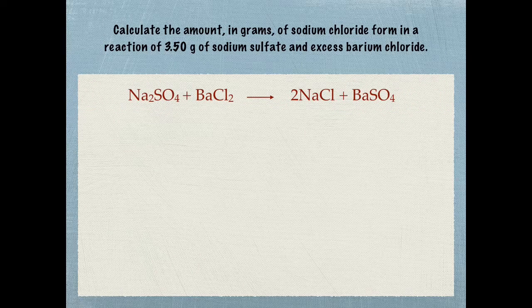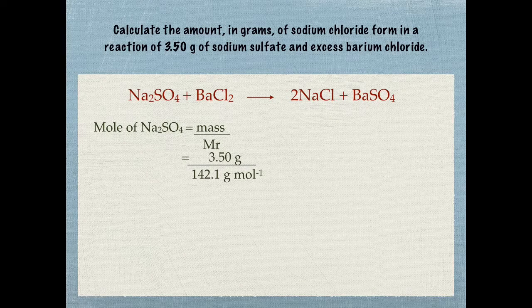Then, since the mass of sodium sulfate is given, calculate the mole of sodium sulfate. So we know that mole is equivalent to mass over molar mass. The mass is given, 3.5, and the molar mass you can get from the periodic table. Key in the values inside the calculator. We will have 0.0246 mole.